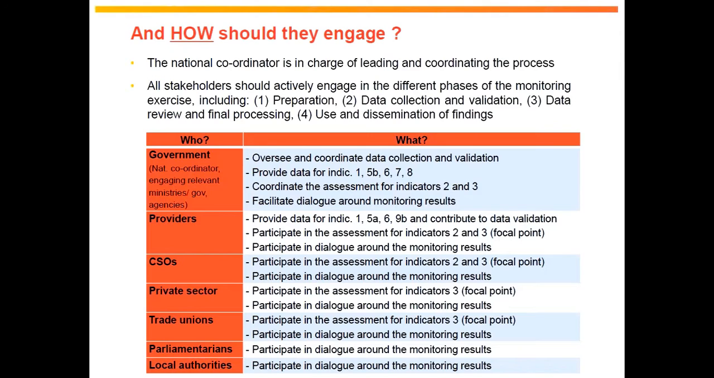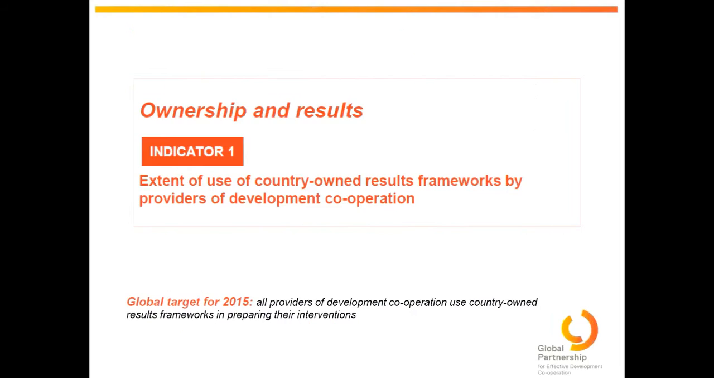This slide is just to point out that different actors have different roles for different indicators, and it summarizes a little bit the participation of providers, CSOs, private sector representatives, trade unions, and others in these multi-stakeholder conversations, or in providing, in the case of providers, data on what are the level of commitments and disbursements in the country in terms of development flows. Some indicators, as you can see, are quantitative, and some indicators are qualitative.